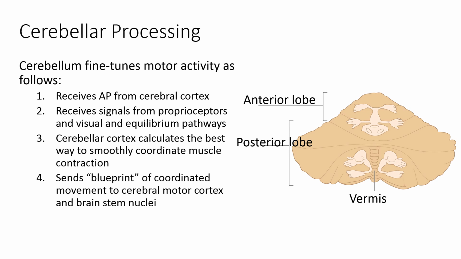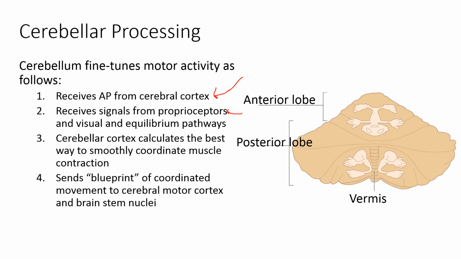So here's a little idea of how the cerebellum works, how it coordinates our motor activity. First, it receives impulses from the cerebral cortex about the intent to initiate a voluntary muscle contraction. After that, it receives information from the proprioceptors. Remember, again, they tell your brain something about the position of your body parts in space. The cerebellum also gets information from your visual and equilibrium pathways as well. They help your cerebellum to know something about momentum in addition to body position.